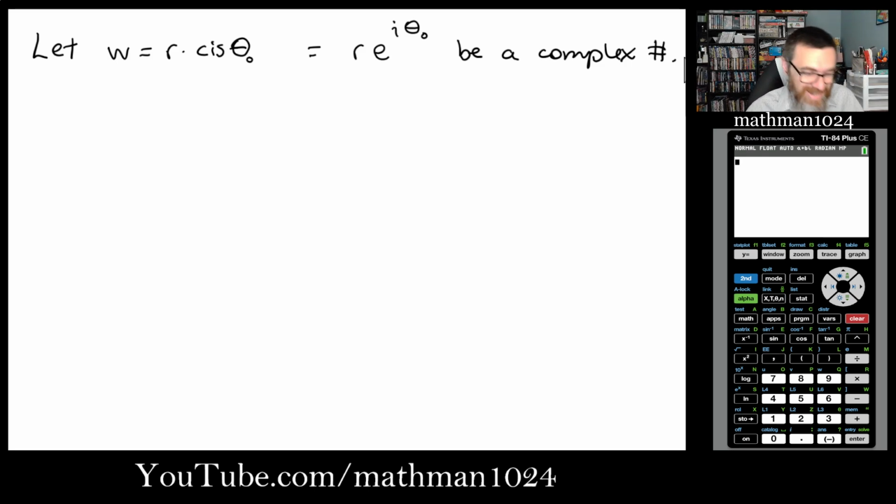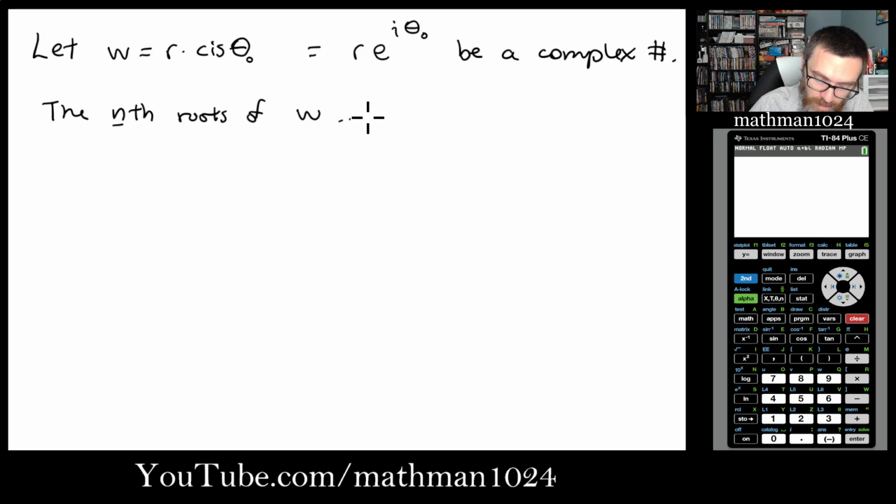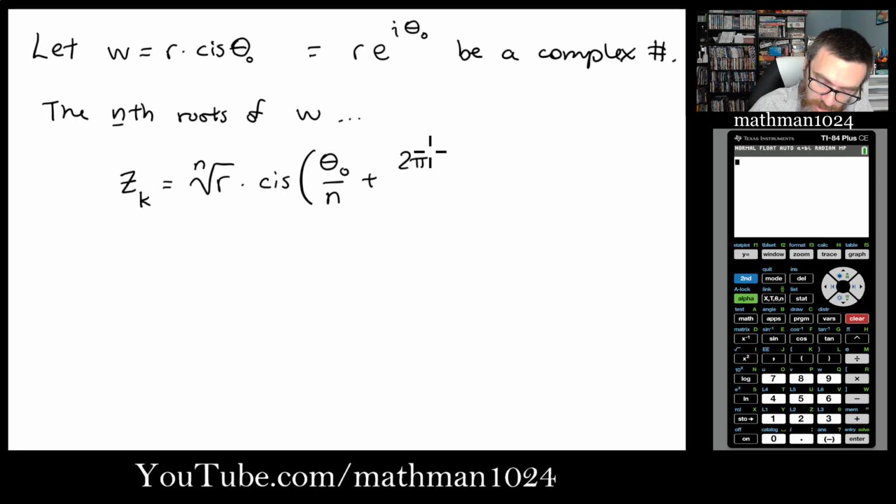And as long as this guy doesn't equal 0, we can find the n distinct nth roots, and they would be given by this. So the nth roots of W would be this. So Z sub k is equal to the nth root of R times CIS of theta naught over n plus 2 pi k over n.